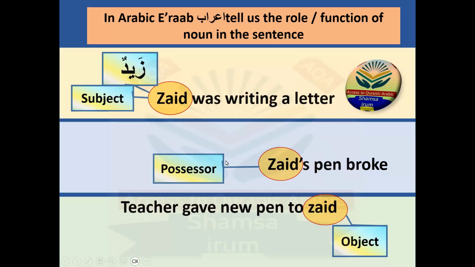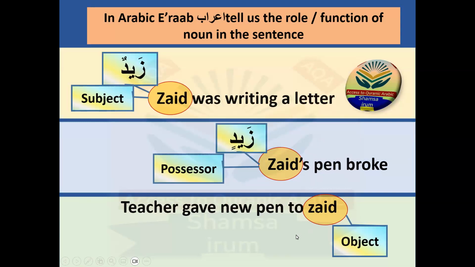Okay, and in Arabic, how will we know that Zaid acts as a possessor? Then Zaid should be in the jar condition, in the majroor state. You will see the kasra on the name. So when you see a noun with the kasra, it means it acts here as a possessor. Something belongs to Zaid then. So these i'rab will tell you what the role is for Zaid. These i'rabs are so important.